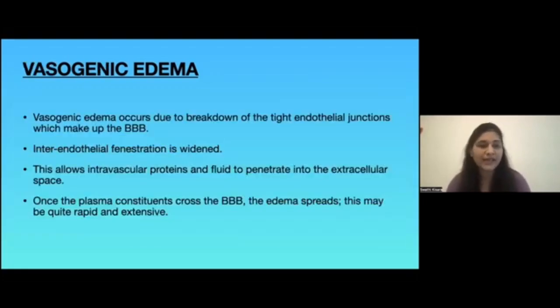And now coming to the second type of cerebral edema, which is vasogenic type. Vasogenic edema occurs due to breakdown of the tight endothelial junctions, which make up the blood-brain barrier. The interendothelial fenestration gets widened, which allows the intravascular proteins and fluid to penetrate into the extracellular space. Once the plasma constituents cross the blood-brain barrier, the edema spreads. And this type of edema is quite rapid and extensive.